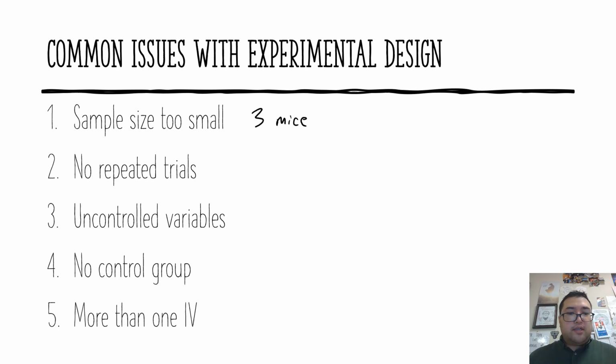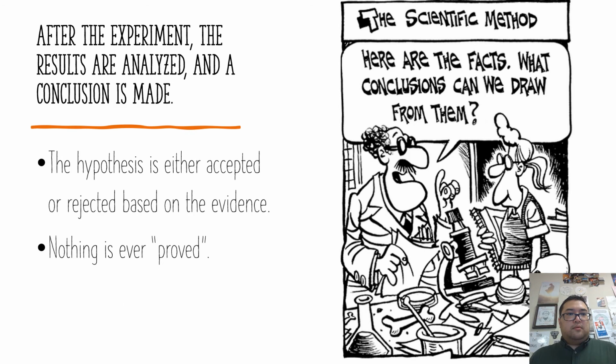No control group. So we didn't account for something to compare to. And then last but not least, we have more than one independent variable. So IV stands for independent variable. And that is bad. We don't know which independent variable is acting on that dependent variable to cause the results we see. So we should only have one independent variable. After the experiment, the results are analyzed and a conclusion is made. The hypothesis is either accepted or rejected based on evidence. Nothing is ever proved in science. It's just that we don't have the current technology to disprove a common knowledge thing.